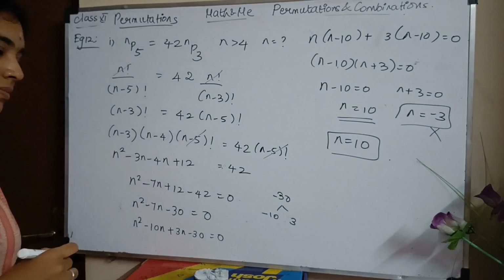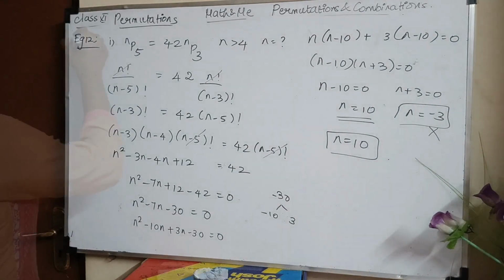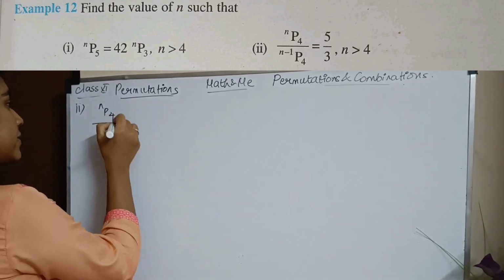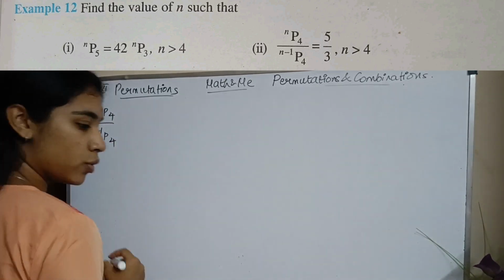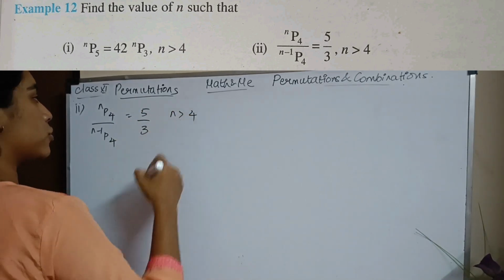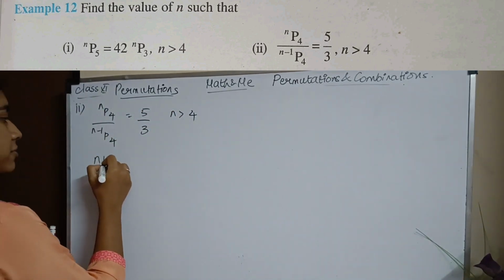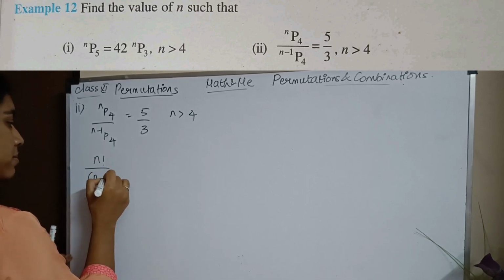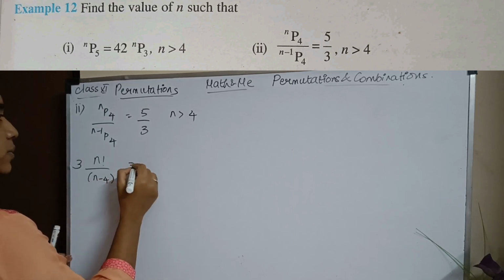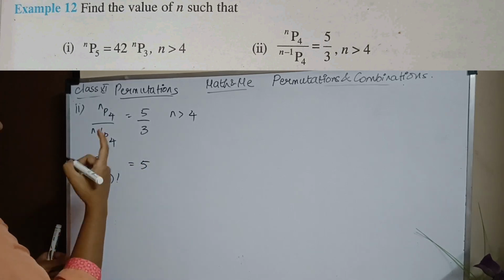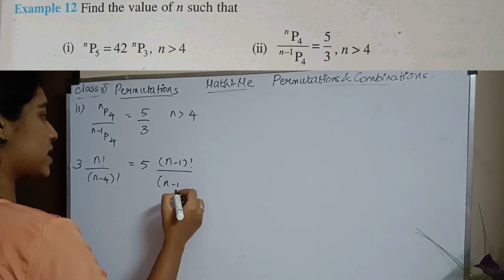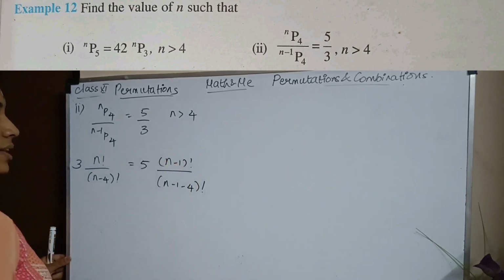Okay. Second subsection: nP4 divided by n minus 1 P4 equals 5 divided by 3, where n is greater than 4. So this is n factorial divided by n minus 4 the whole factorial. Cross multiply, I have a 3 here, equals 5 times n minus 1 P4, and n factorial divided by n minus r, which is n minus 1 minus 4 the whole factorial.